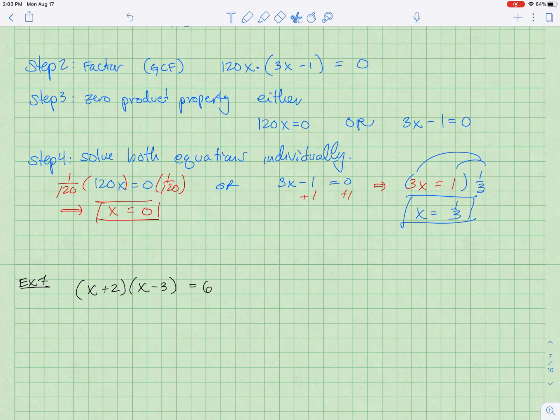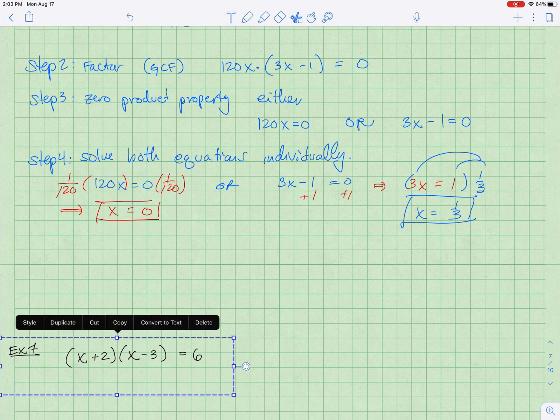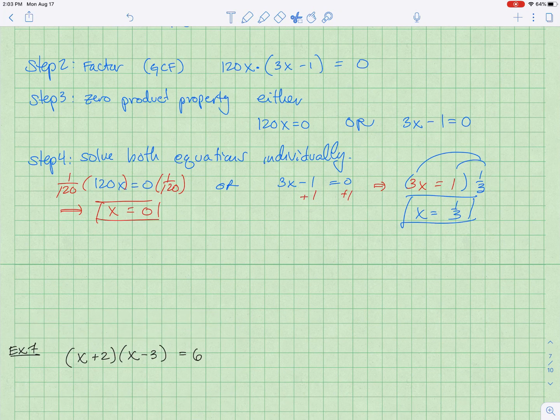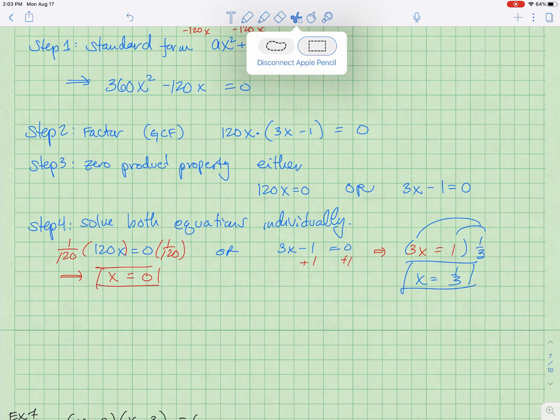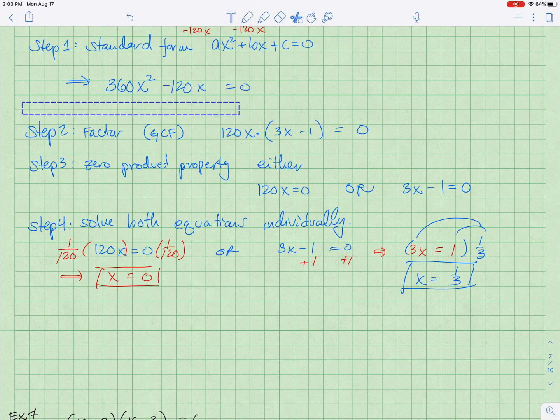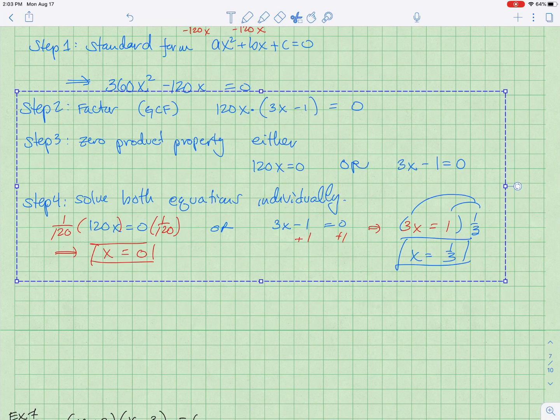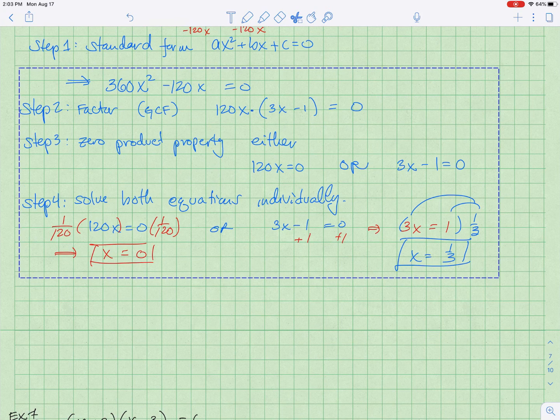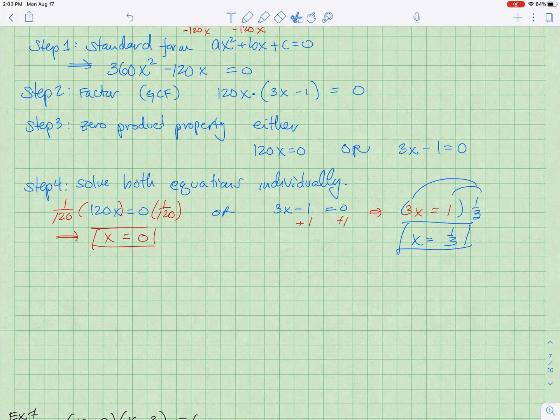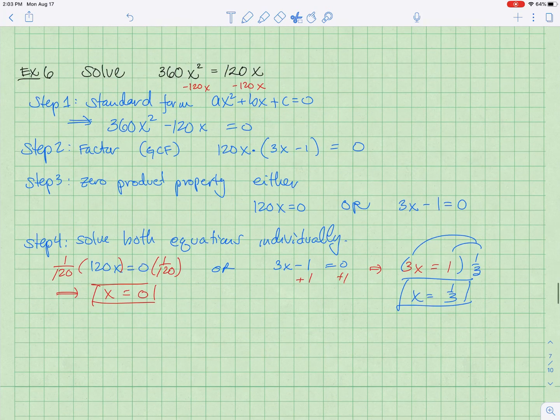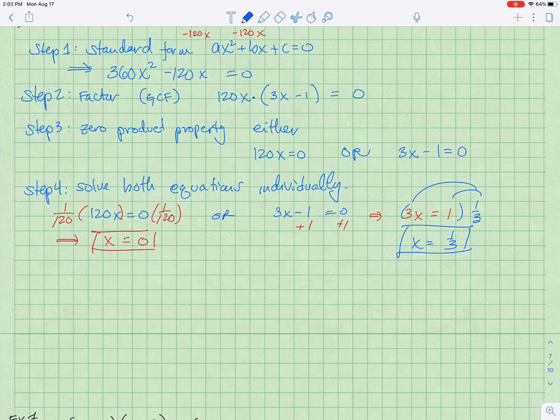Let me move this next example down just a little bit. And then maybe I should move some of this up, actually. Let's see. Let's create some more room. Oh. There we go.